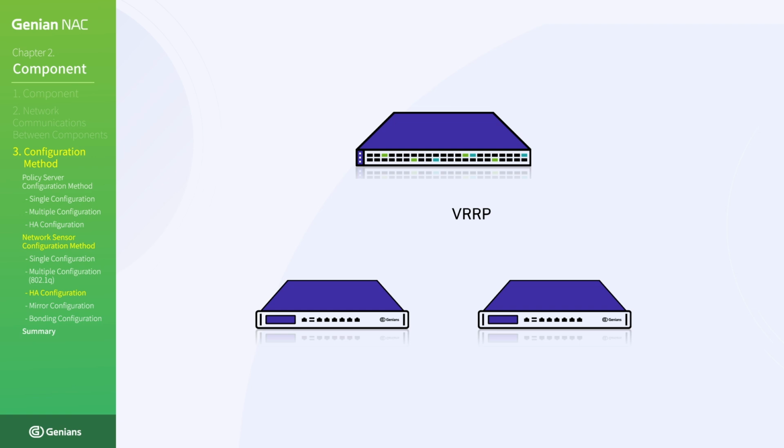The HA configuration of the network sensor uses the VRRP to ensure high availability. In this setup, VRRP assigns a virtual IP to configure HA. This allows the system to address issues related to continuous service availability caused by network sensor failures.